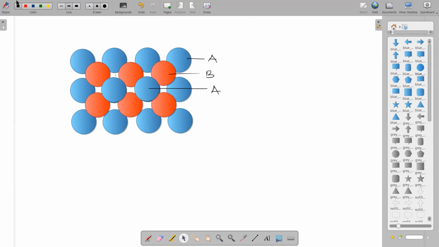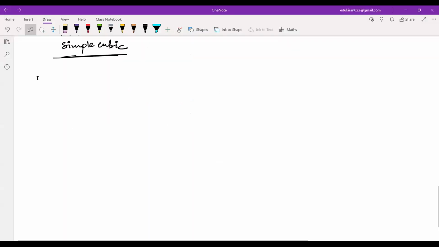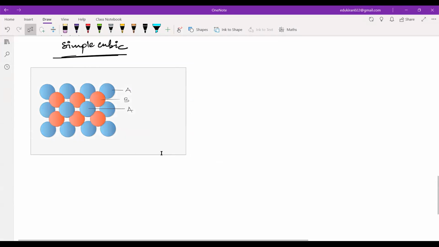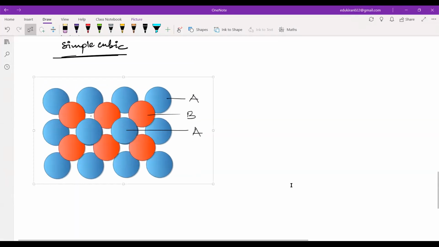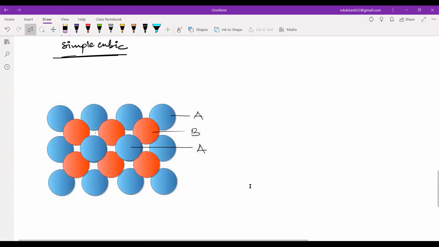Okay, fine. So let me just take this thing. I have to be on the OneNote only. Okay, so we have got the name now. So write the name as AB type in 3D.